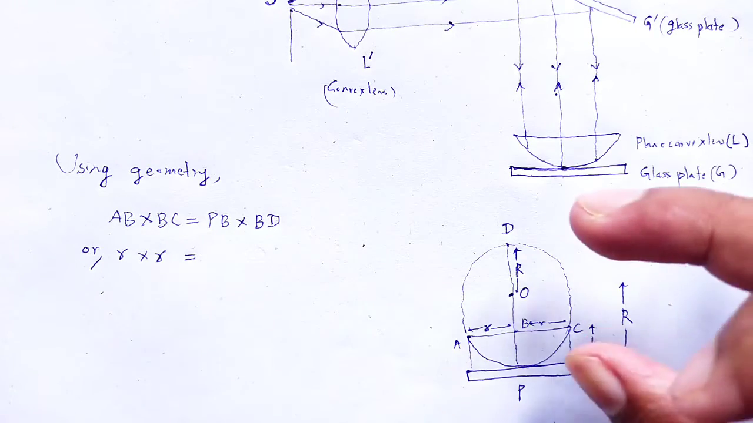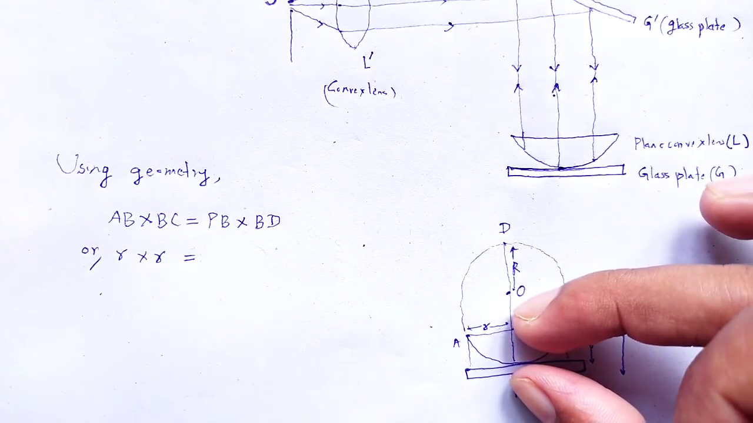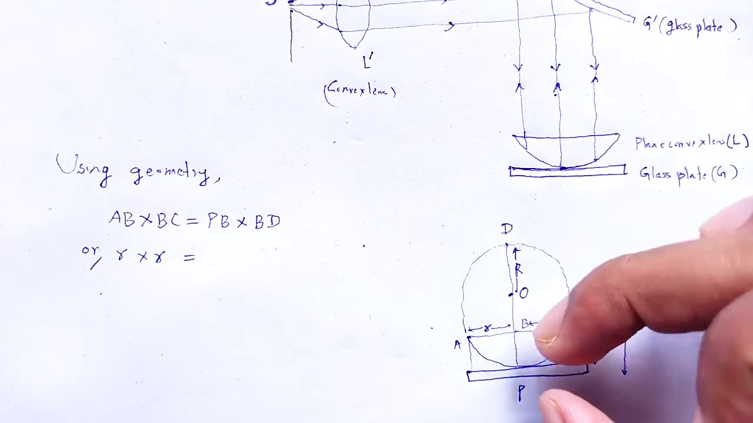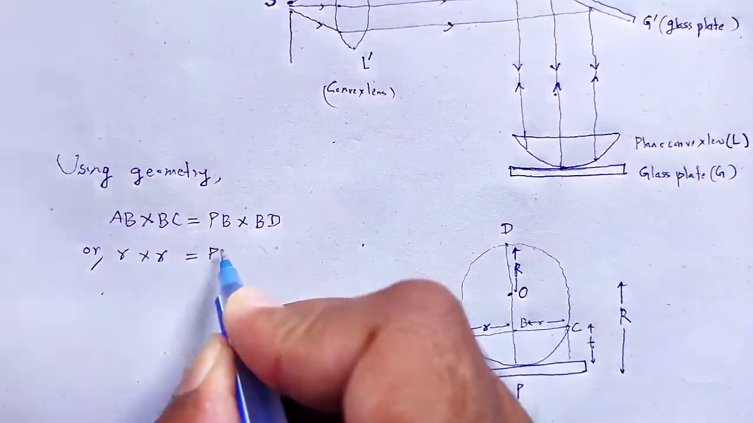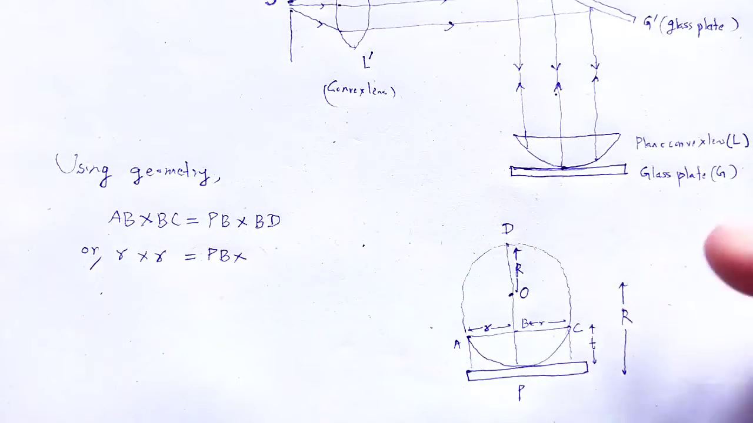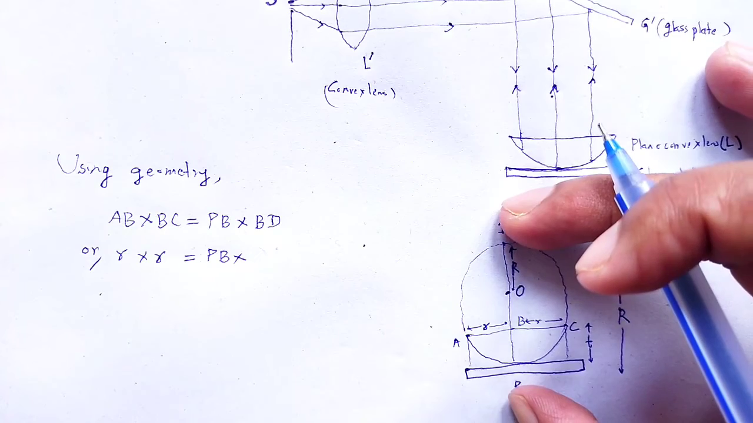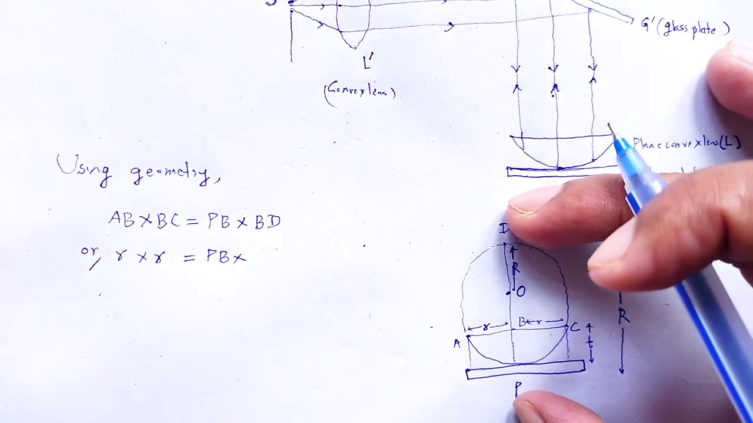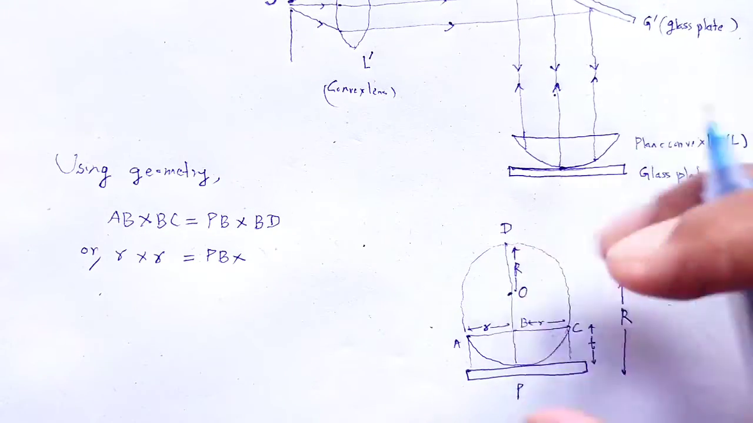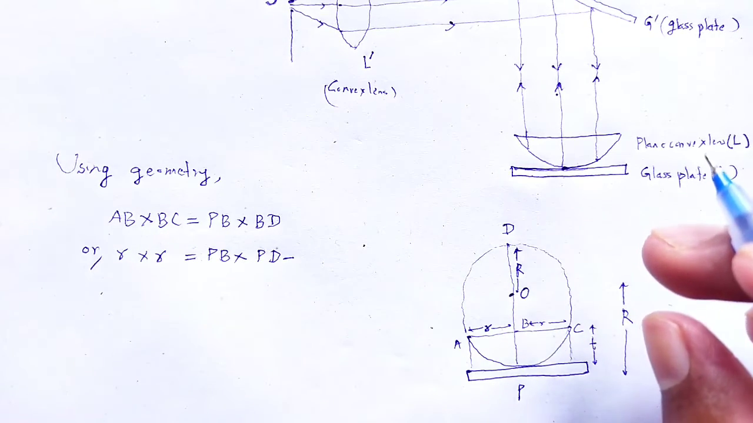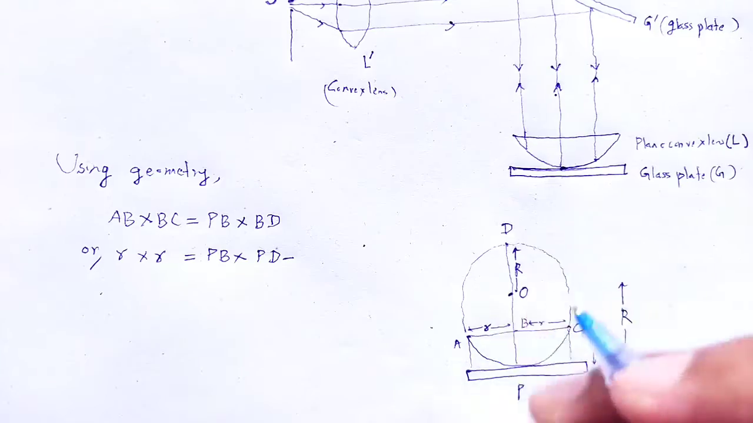Again PB can be written as PB into, in place of BD, that is PB into PD minus PB, that is PD minus PB.